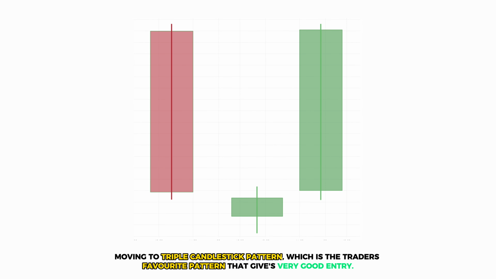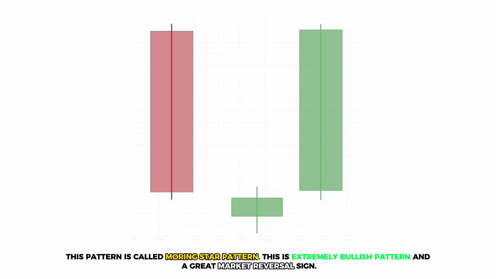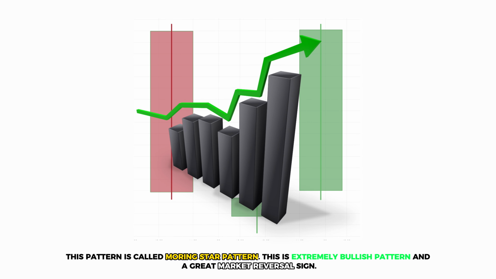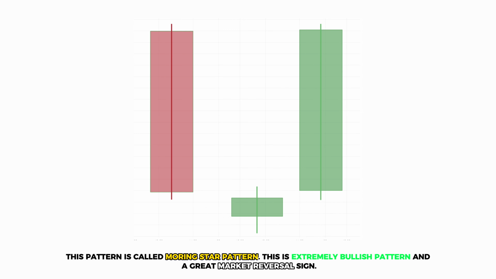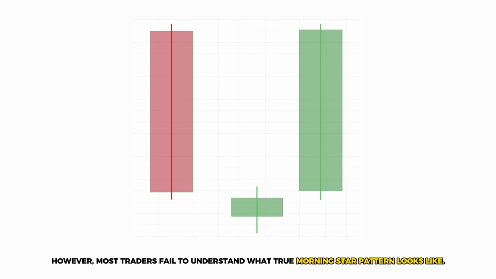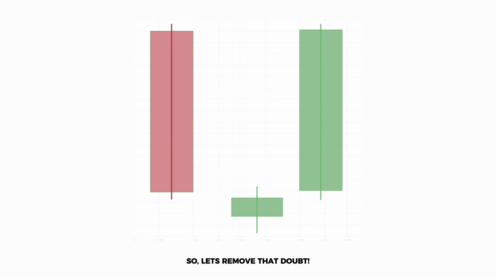Moving to the triple candlestick pattern, which is the trader's favorite pattern that gives a very good entry. This pattern is called the Morning Star pattern. This is an extremely bullish pattern and a great market reversal sign. However, most traders fail to understand what a true morning star pattern looks like. So let's remove that doubt.